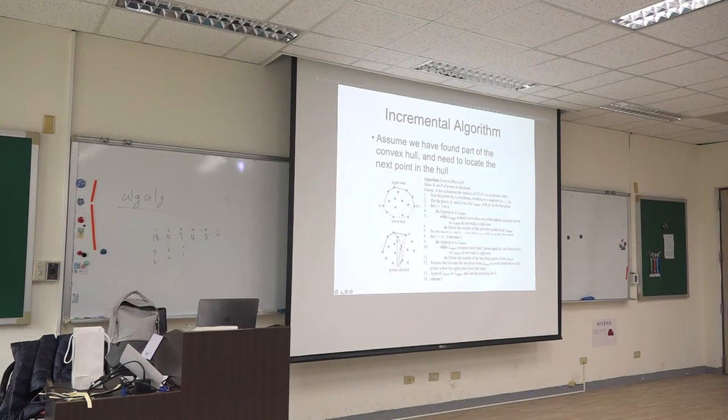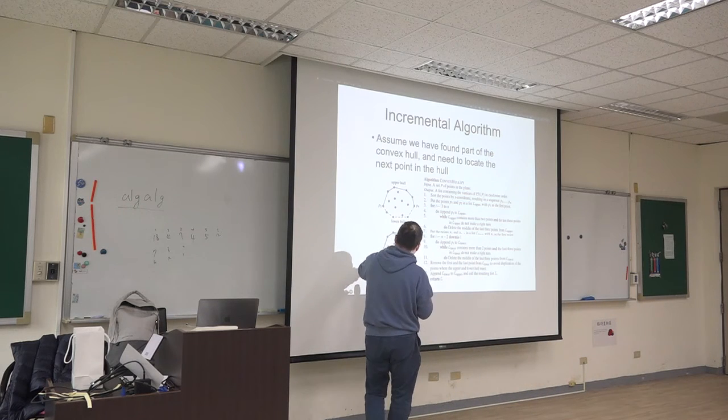So let's first sort all the points by their x coordinate. Then you may ask, what if we have two points that have the same x coordinate but different y coordinates? We can use their y coordinate to break the tie. For example, if two points have the same x coordinate, whichever has the smaller y coordinate takes precedence. Okay, that's fine.